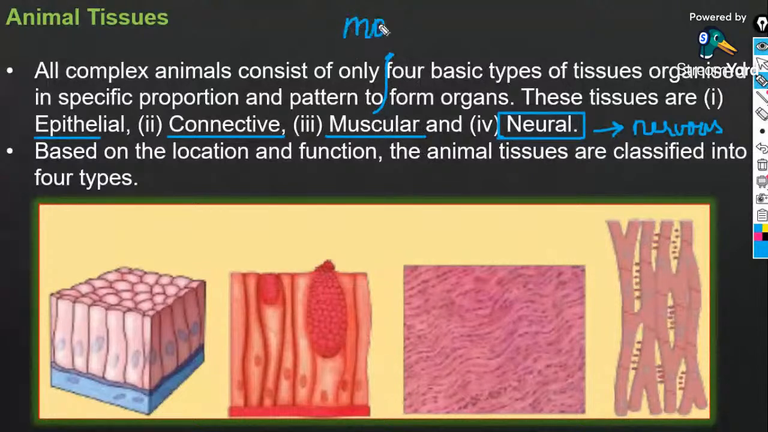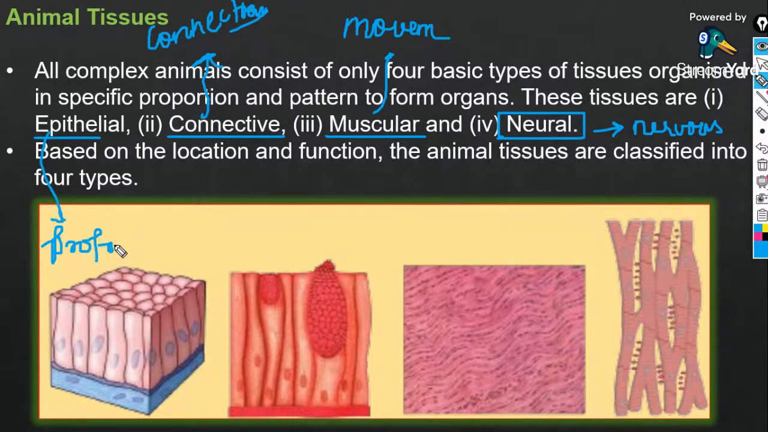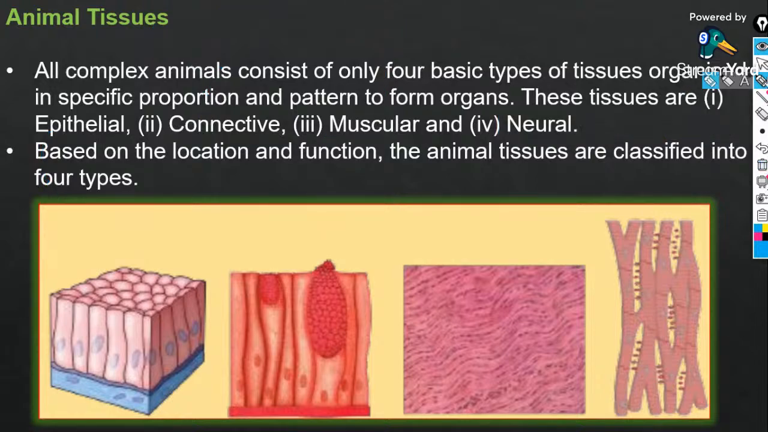Muscular tissue helps in the movement, right? Connective tissue helps in connecting. For providing connections, you will use the connective tissue. Epithelial tissue will act as a surface of protection. It covers almost all the body parts and they will help in the protection.